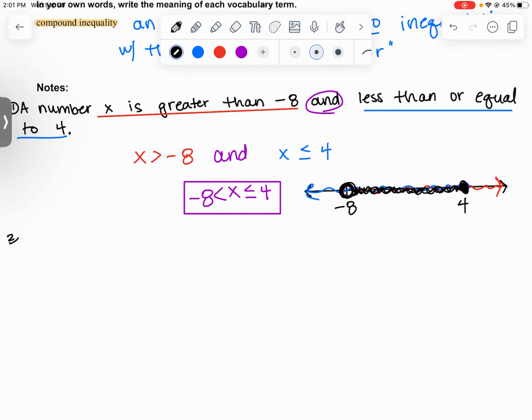Now, if we have something like this, a number y is at most 0 or at least 2.